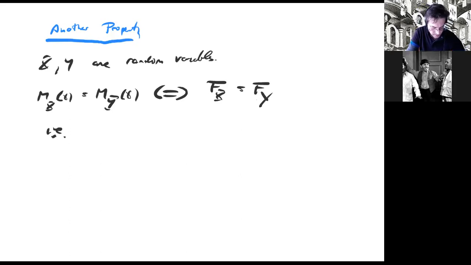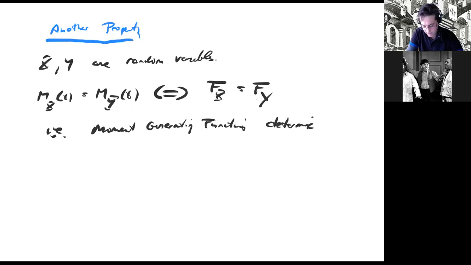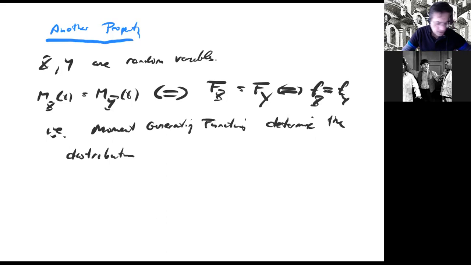i.e., the moment generating functions determine the entire distribution. And if we differentiate this, this will imply that the density functions agree as well in the continuous case. Somehow my screen is not responding well to my pen today. Okay, so there you go. And that's why it's significant.